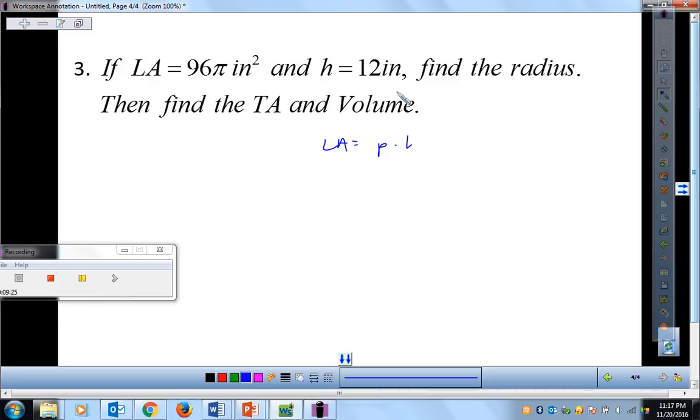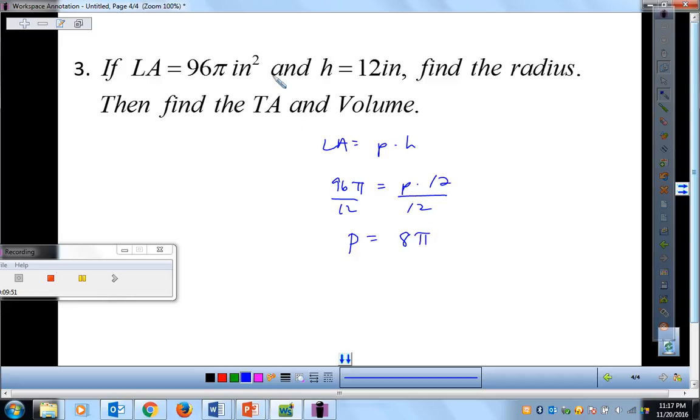If I have the height, let's play everything that we have. We have the lateral area, we have the height. So I'm going to get 96 pi equals perimeter times 12. If I solve this for the perimeter, I'm going to divide 96 by 12. So divide by 12, divide by 12. So I get the perimeter equals 8 pi.